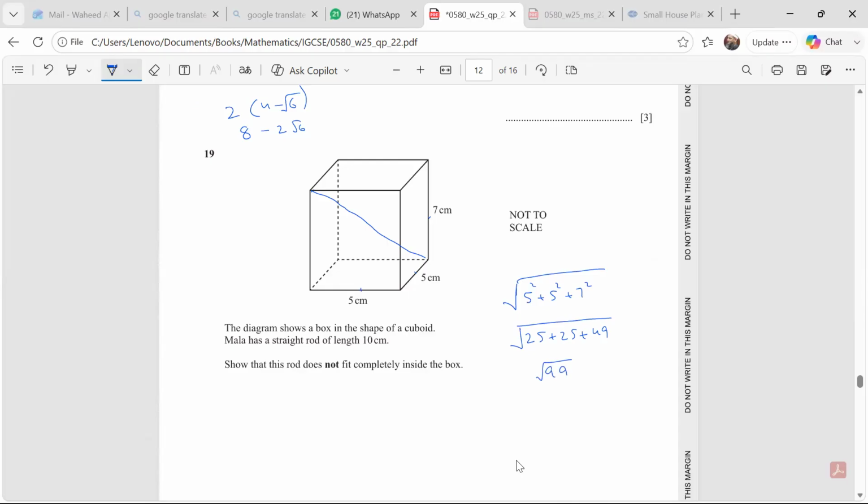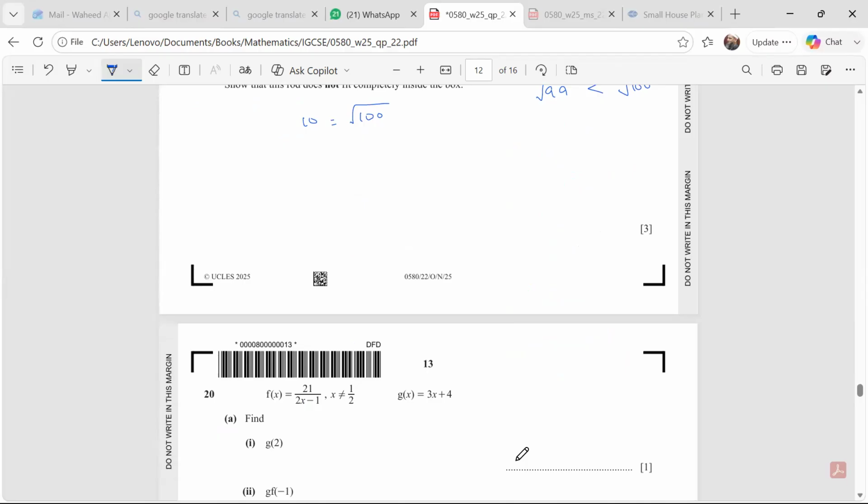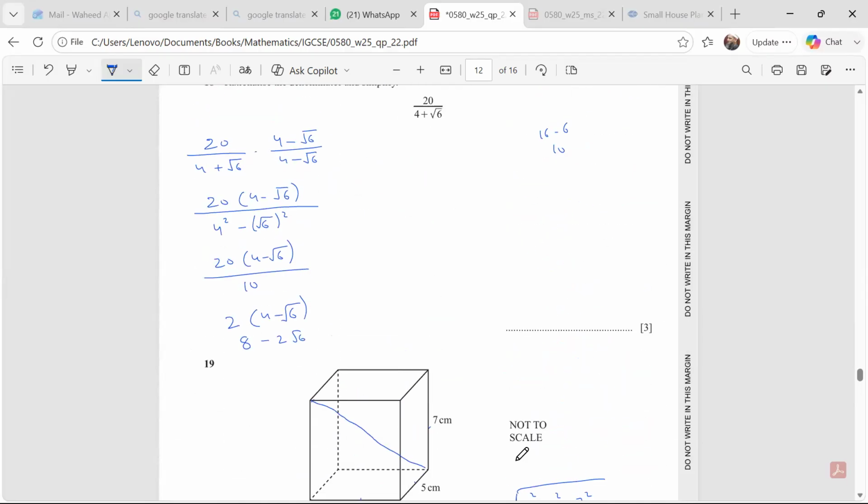So you see, the length of this rod is 10 centimeters, and 10 centimeters is the same as root 100, right? So what we need is root 100, but this length is only root 99, right? Since this is smaller than 100, it means the rod cannot fit in this box. Does it make sense or no? It's a very interesting question. Okay, I will stop over here.